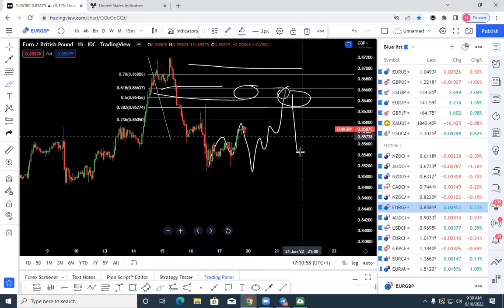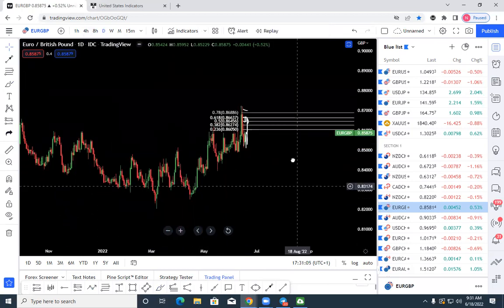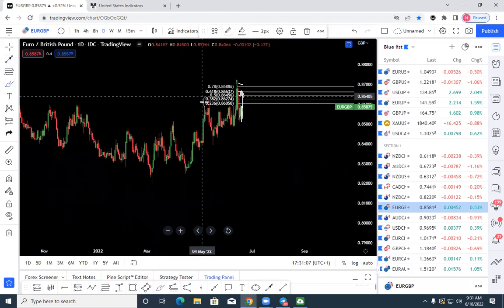So once this is done and it's pushing down in my favor, all I have to do to set my TP is go back to daily time frame. Okay, where do I want the market to get to?